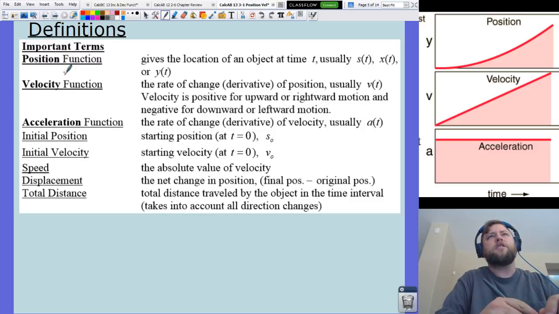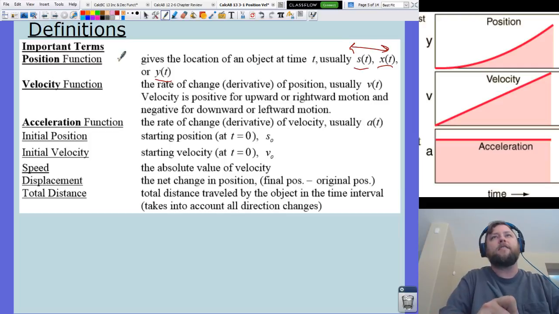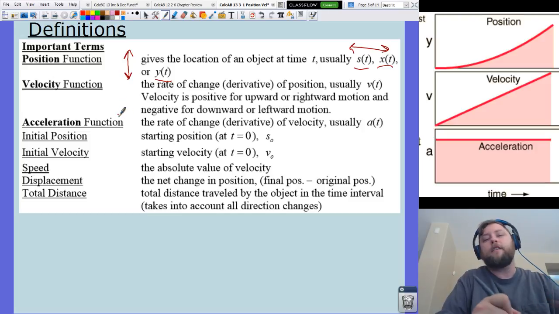Other definitions to talk about here, and we'll go over more in class. We have a position function. Sometimes a position function gives the location of the object, and we might label these s of t, x of t, or y of t. x of t if we're talking about a particle moving on the x-axis. y of t is like a particle moving on a y-axis, or the height of something. And sometimes s of t, I've seen d of t, but whatever your position function.